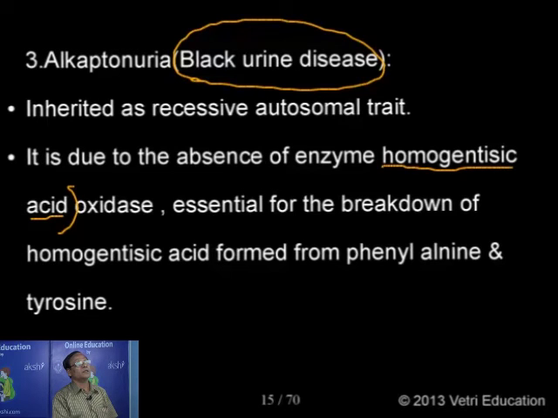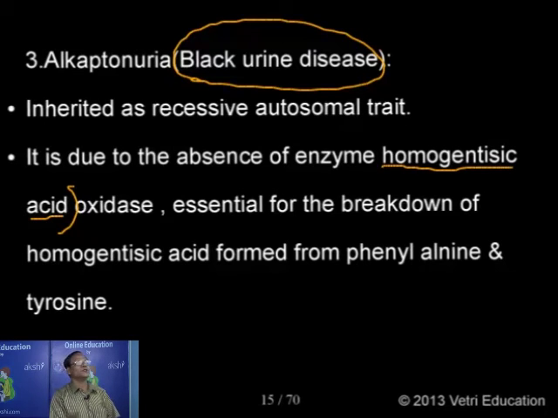The phenylalanine oxides are formed in the form of alkapton. When it is exposed to the atmosphere, it ultimately turns black, causing the urine also to turn black in color, leading to black urine disease. We have also another disorder, black water fever.